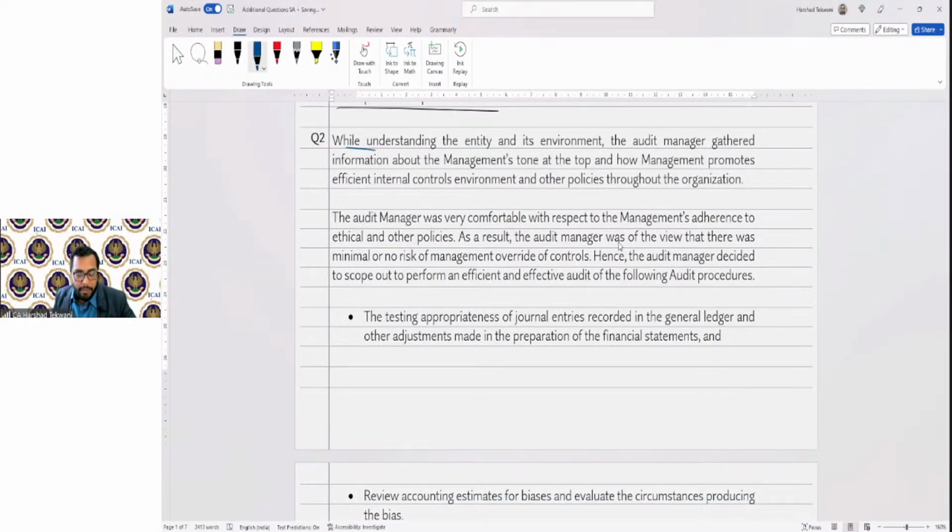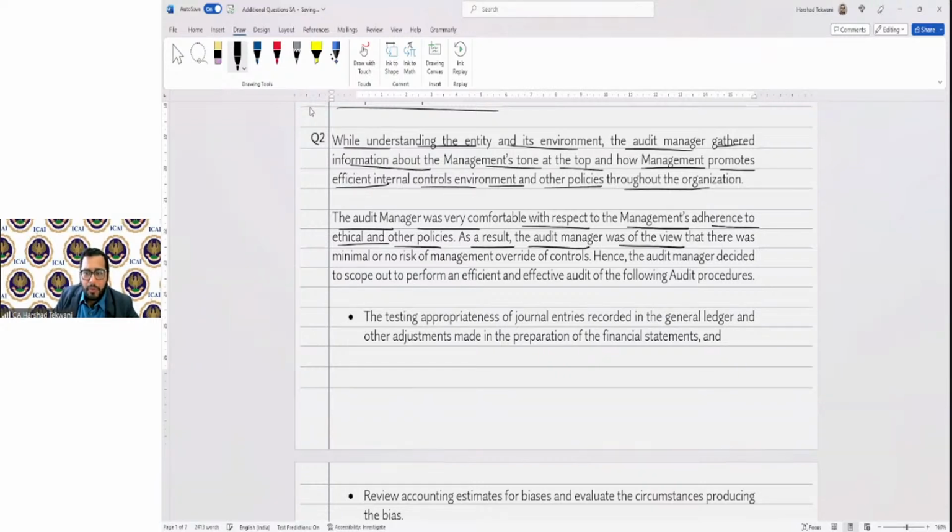While understanding the entity, including its environment, the audit manager gathered information about the management's tone at the top and how management promotes an efficient internal control environment and other policies throughout the organization. The audit manager was very comfortable with respect to management's adherence to the ethical and other policies. As a result, the audit manager was of the view that there was minimal or no risk of management override of controls. Hence, the audit manager decided to scope out the following audit procedures to perform an efficient and effective audit.